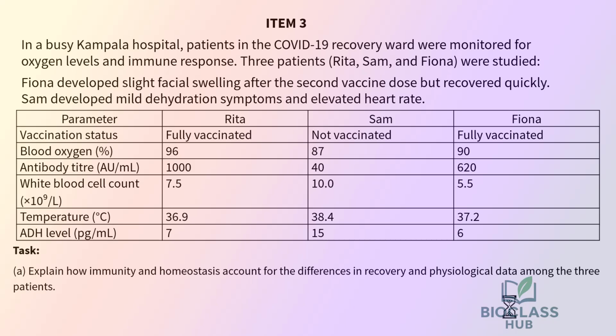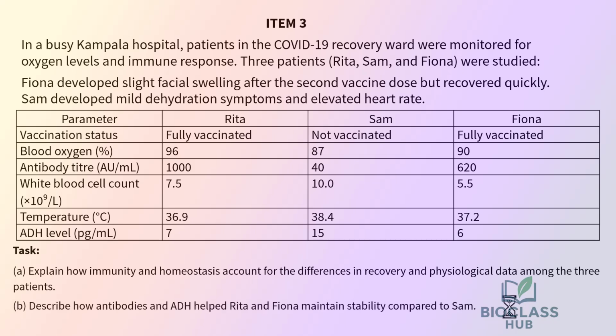Part B. Describe how antibodies and ADH helped Rita and Fiona maintain stability compared to Sam. Part C. Propose safe management strategies to enhance recovery in similar patients.